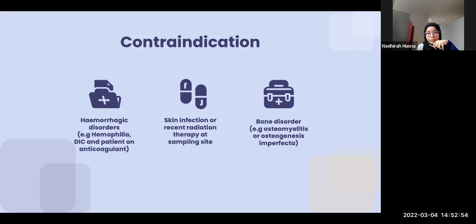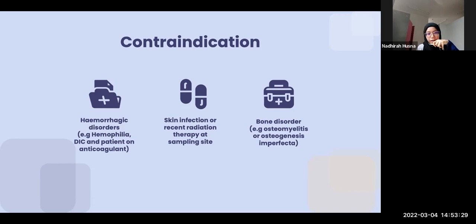So bone marrow aspiration and bone marrow biopsy are also contraindicated in certain conditions. For example, like hemorrhagic disorder, for example, in patient with severe hemophilia, disseminated intravascular coagulation, and patient on anticoagulant. However, this can actually be anticipated, or how we can actually act to this patient is by preparing the patient with factor 8 concentrate, for example, and then we can stop the anticoagulant. It's just that we need to appropriately prepare the patient.